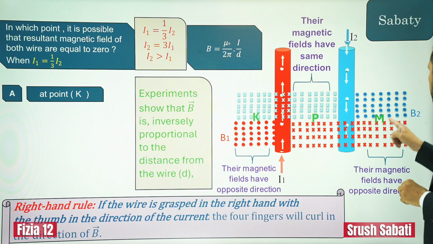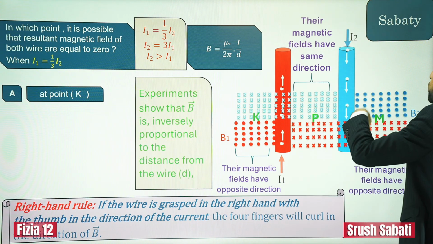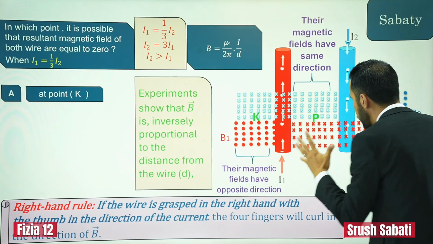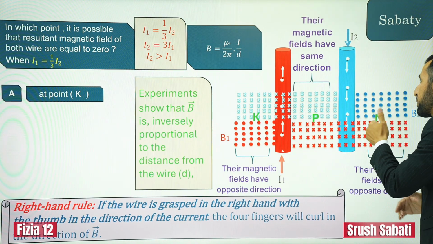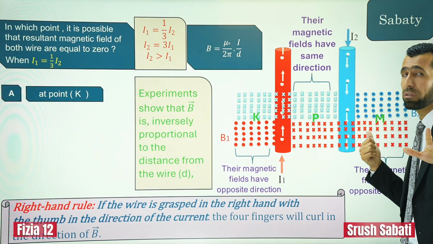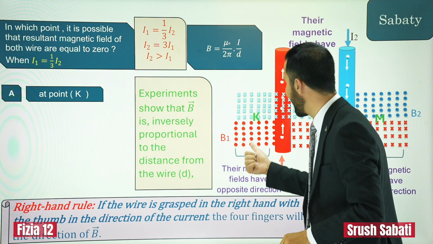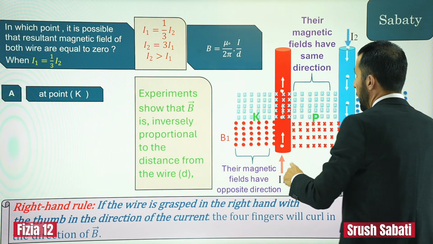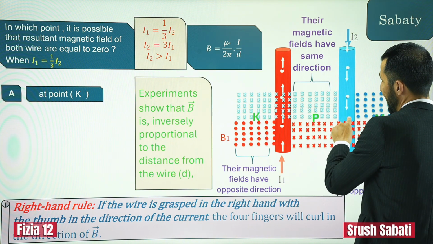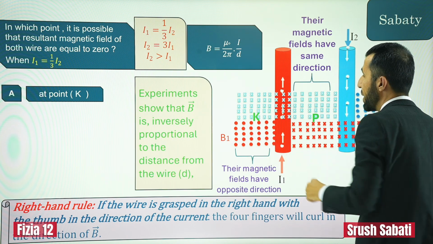Suppose you say point M. At point M, the magnetic field of wire 2 is so great in comparison to wire 1, so at point M the magnetic field of wire 2 is greater than wire 1, so the resultant magnetic field is not equal to 0. At point P, I told you. What about point K? At point K, the magnetic field of wire 2 is strong, but when the distance increases, it decreases.